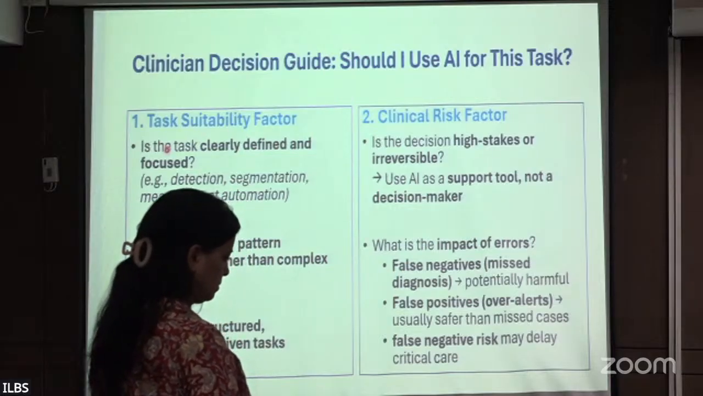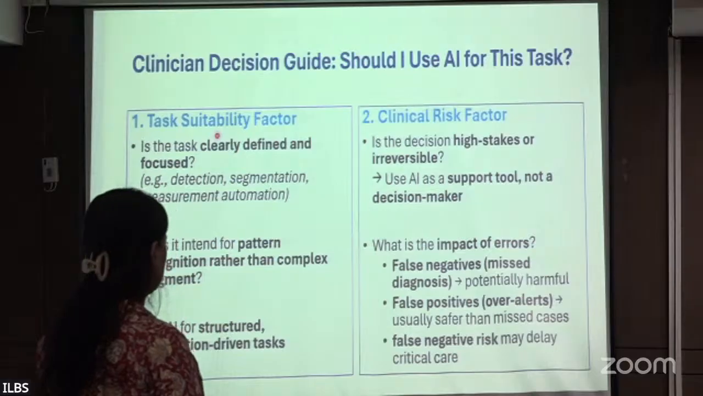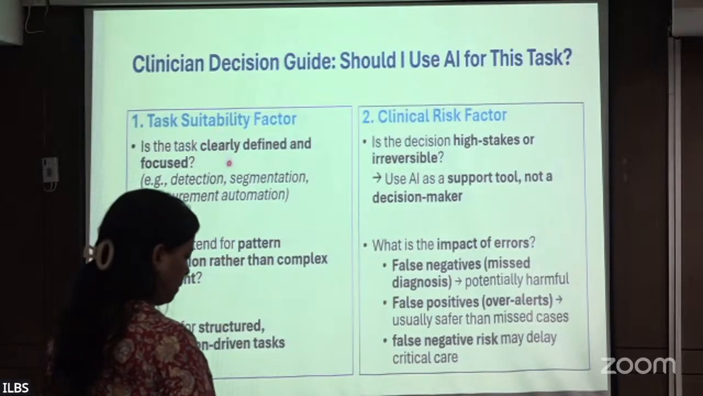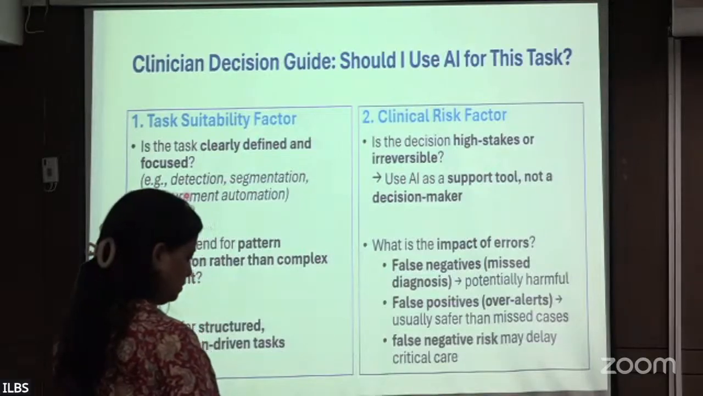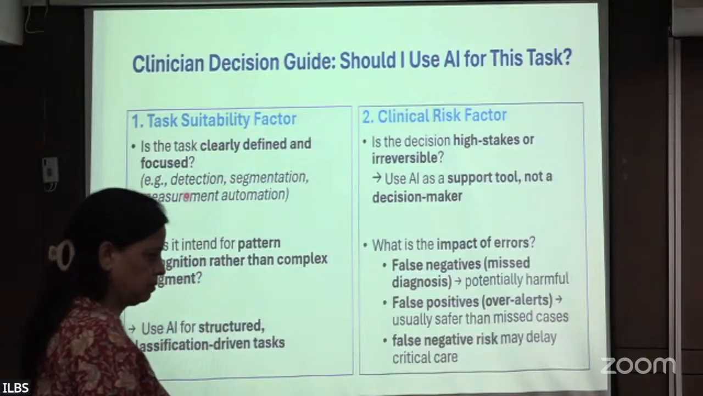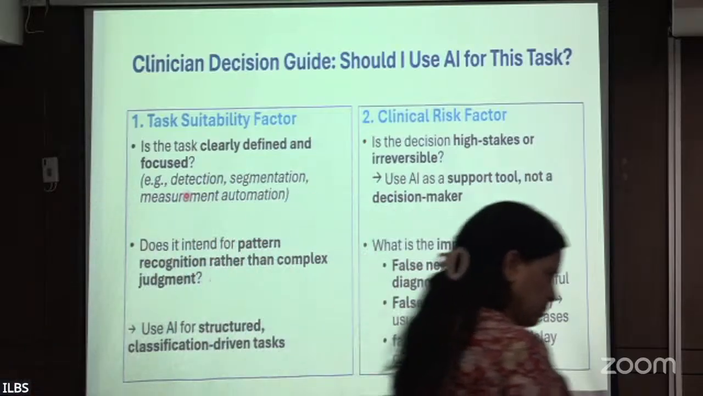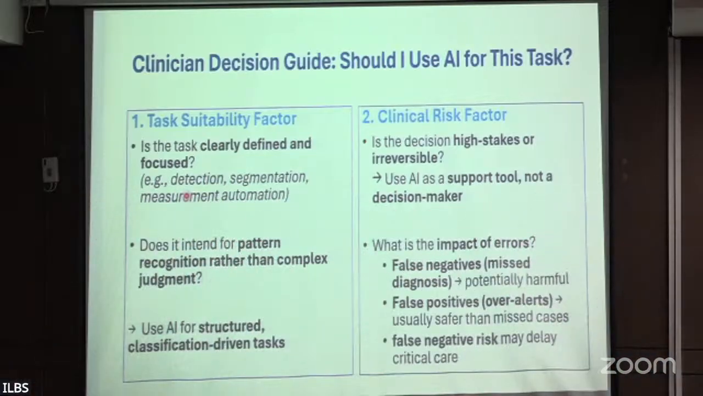So first question is the task suitability factor. What does suitability mean? If the problem is very defined and a targeted objective is there, then AI works very well. A supervised trained model works very well for a specific targeted objective. It should not be very vast, vague, very complex decision making of things. For a specific objective, you should remember this, the pattern recognition rather than complex judgment.